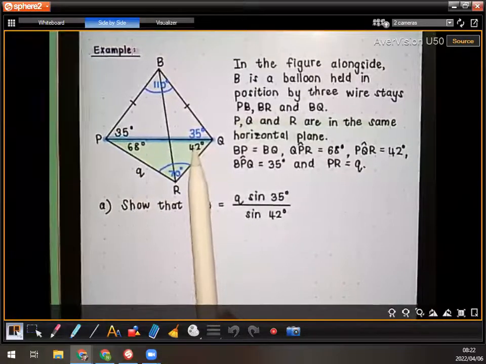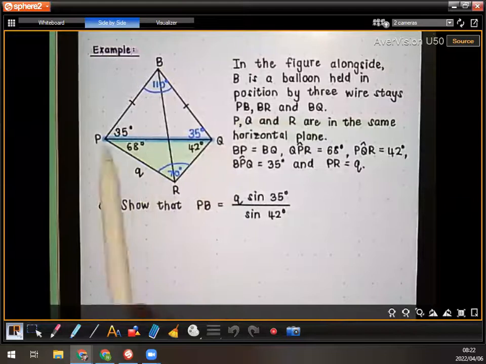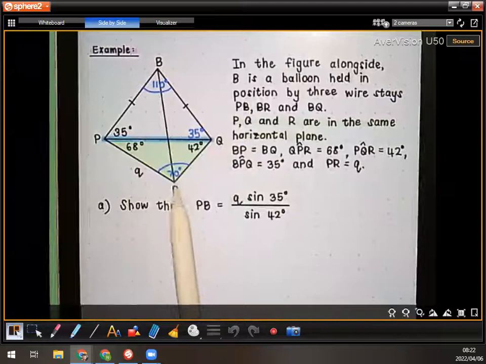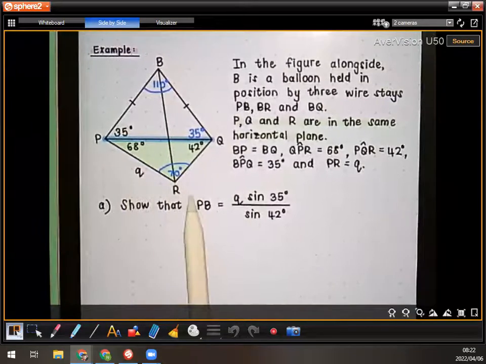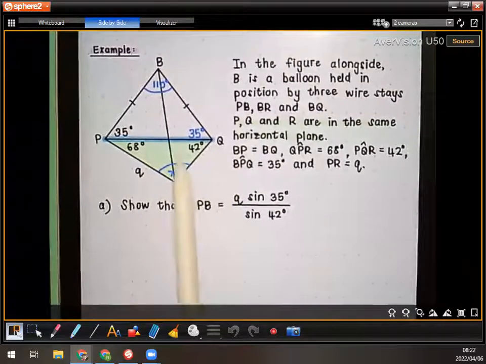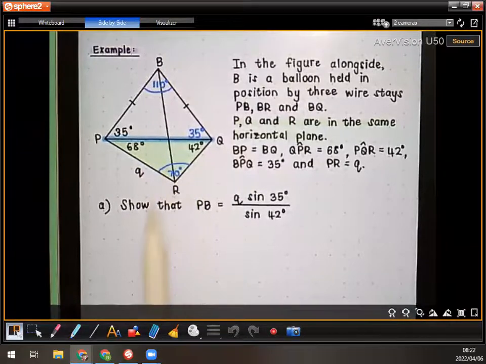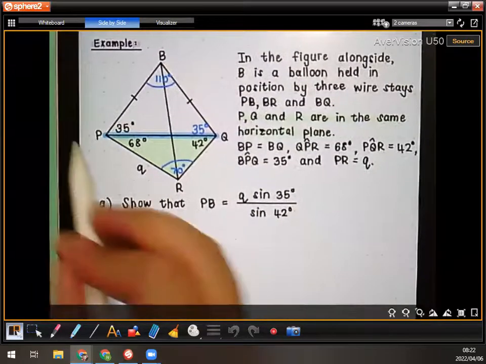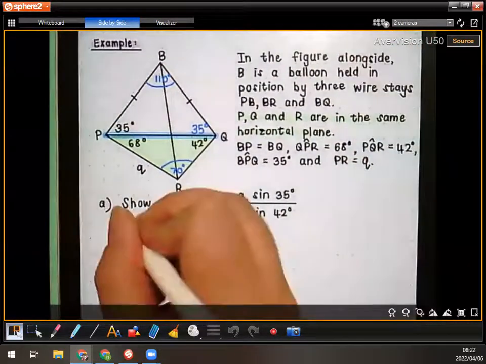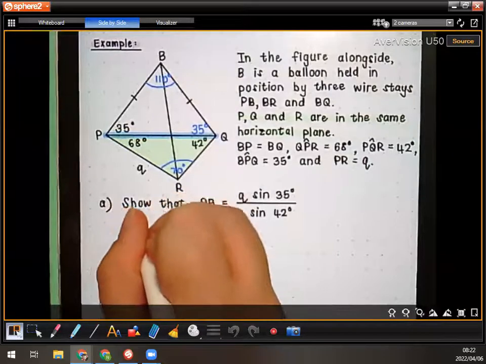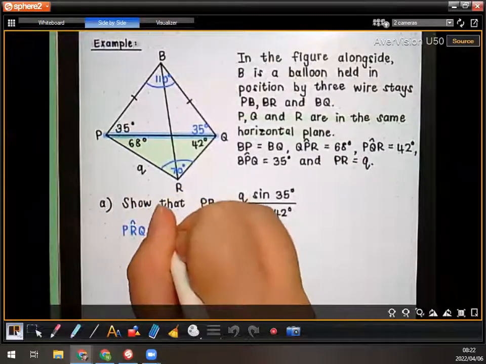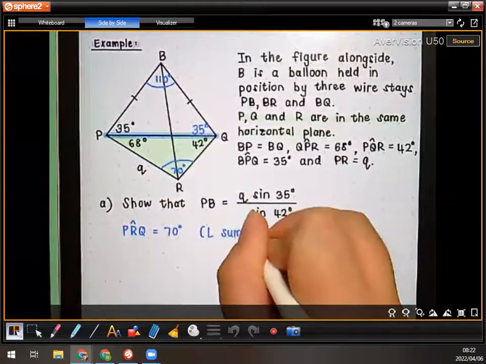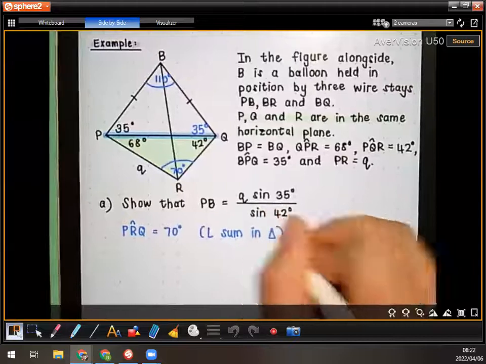Okay, so we agree with that? Okay, I'm going to say that again. If we're working in this bottom triangle, the green one, and we're working with sine rule, I'm going to say PQ over sine 70 is equal to Q over sine 42. But guys, remember this 70-degree angle wasn't given. We calculated it, so we first have to write that down. Okay. So first we're going to say, what is this? Angle PRQ is 70 degrees, angle sum in triangle.